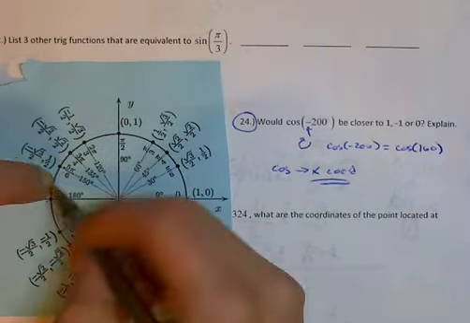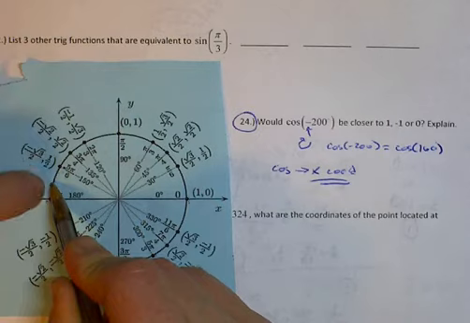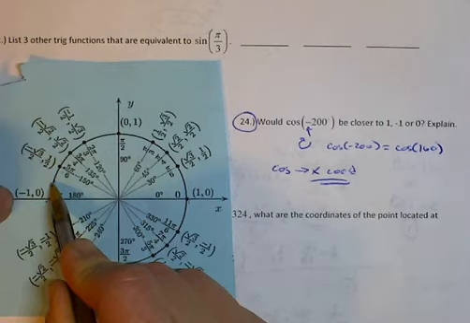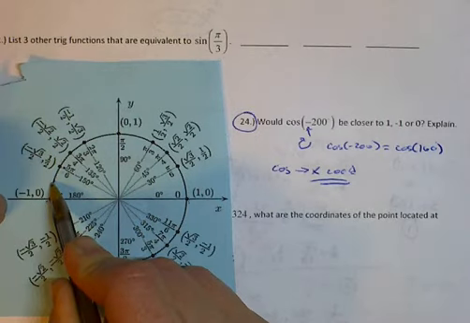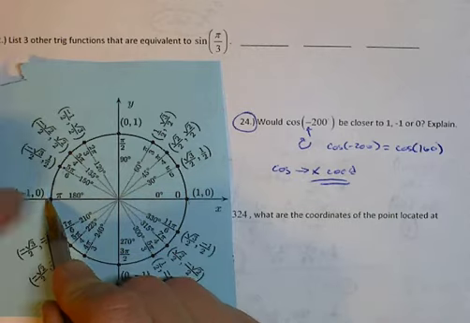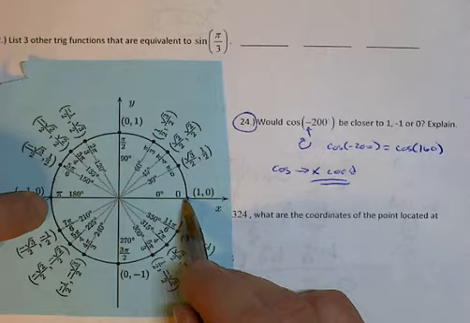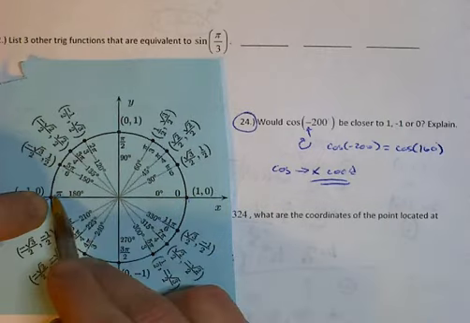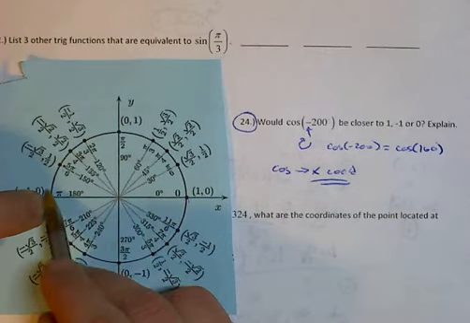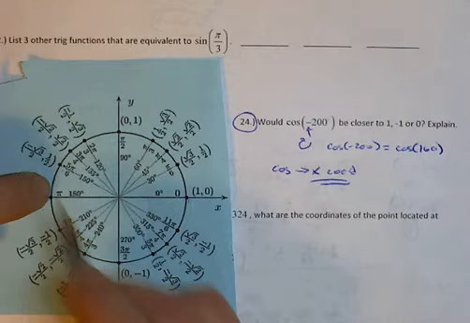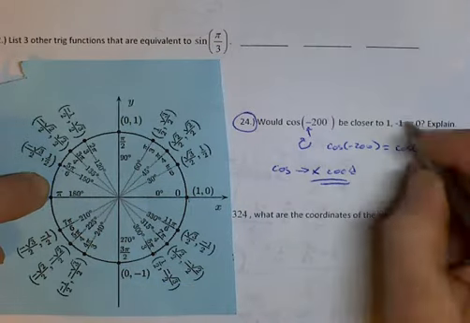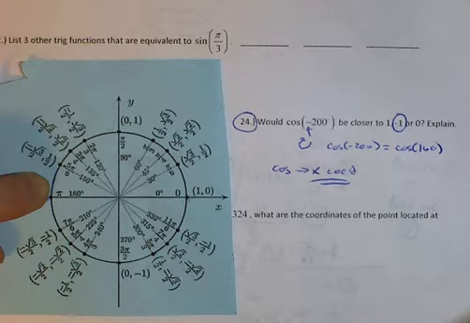And so if you're about right here, your x-coordinate is very, very close to negative 1. It's not quite negative 1. We wouldn't hit that until I got to the 180 degree around the circle. But it's definitely not close to positive 1, and it's definitely not very close to 0 either, because it's kind of right out here on this edge. So the answer is that the cosine would be closest to negative 1.